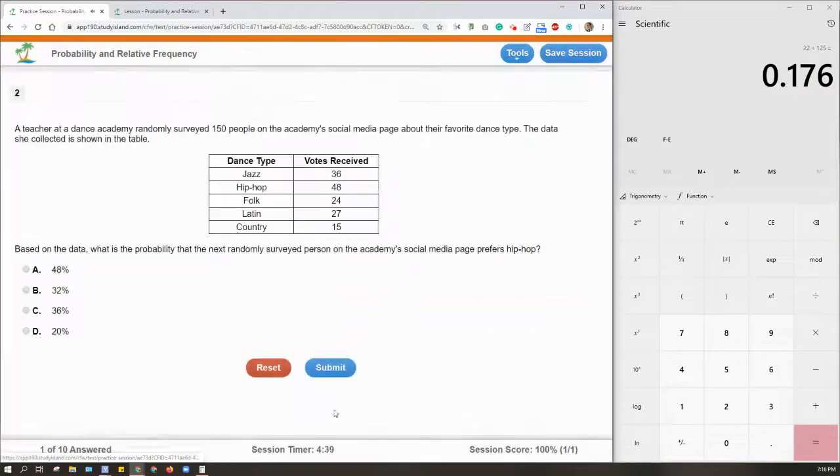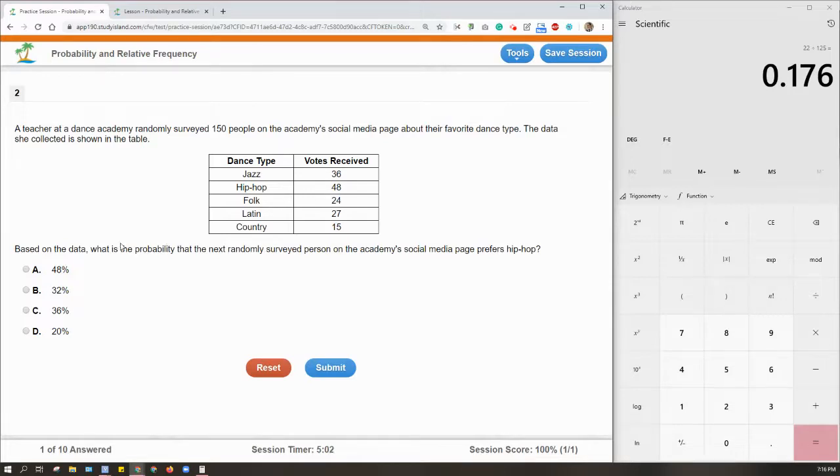All right, here we go to the next one. Number 2, a teacher at a dance academy randomly surveys 150 people on the academy's social media page about their favorite type of dance. The data she collected is shown in the table. So we got 1, 2, 3, 4, 5 different dance types, and the votes received for each one of them. Jazz got 36 votes, hip hop got 48, etc.